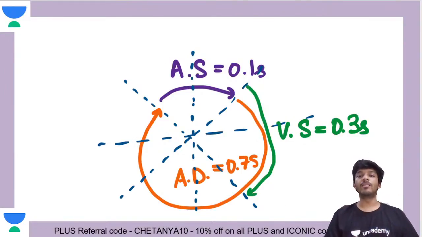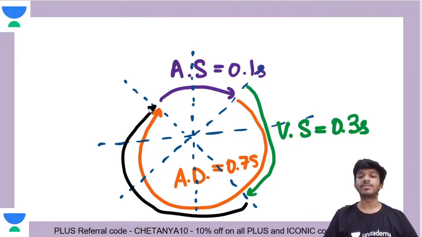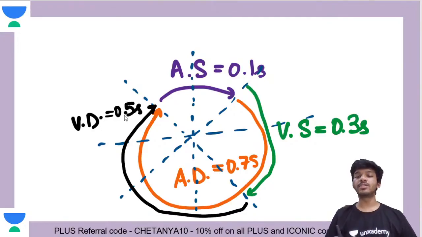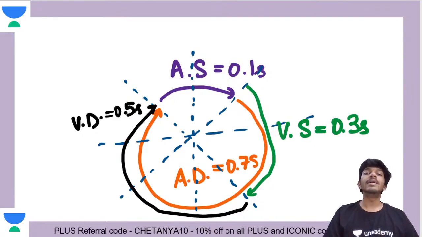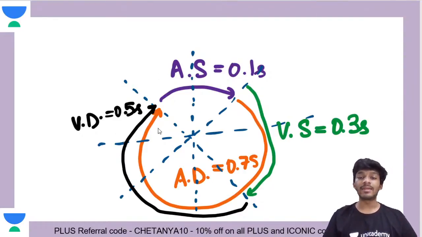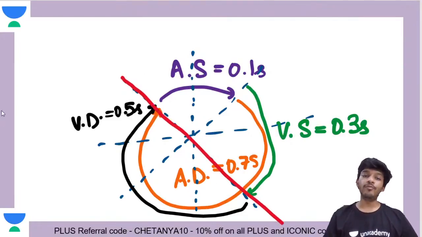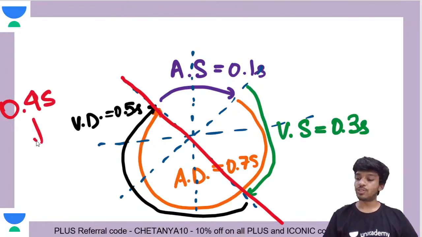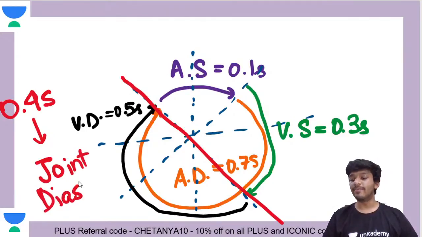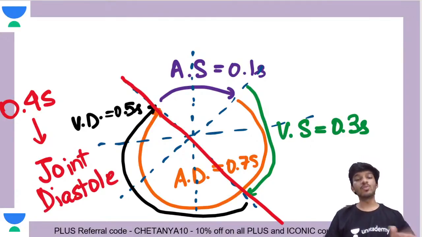And the ventricular diastole starts after this, so the ventricular diastole goes on for 0.5 seconds, right? Understood what the donut is, basic donut, systole, diastole, right? So what is the duration in which the heart is completely relaxing? That is, the atria are also relaxing and the ventricles are also relaxing. That is this line here, right? So 0.4 seconds is joint diastole, when both atria and ventricles are relaxing, right? So that is what is shown in this image.